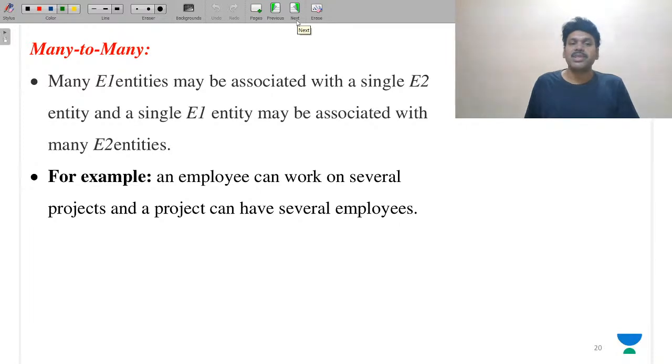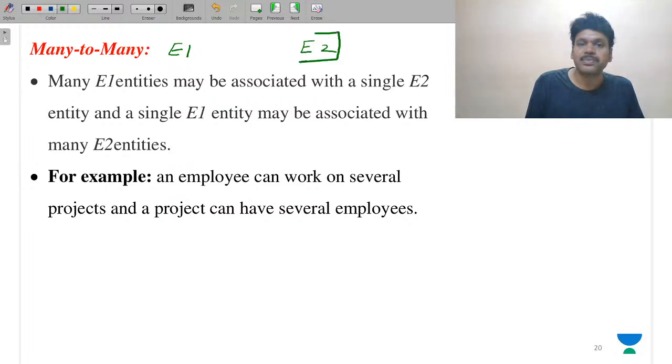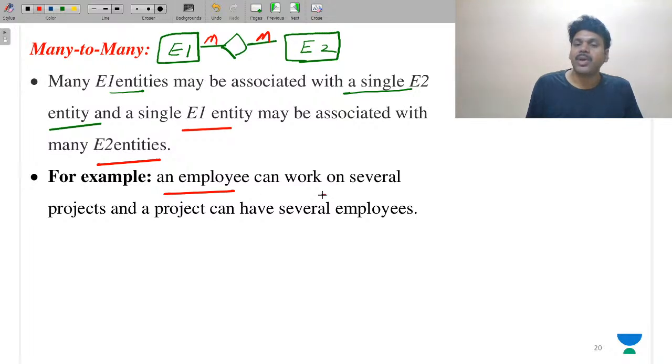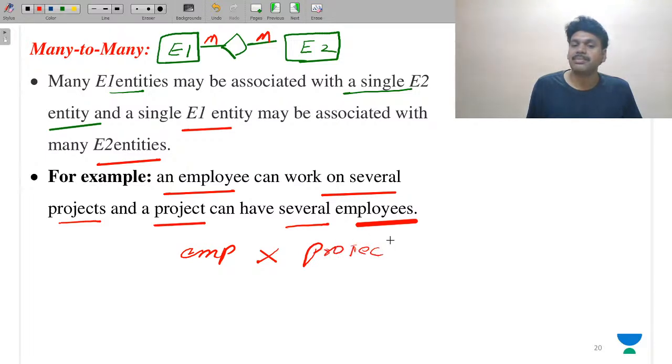So let us take its definition. What is a many to many? There are 2 entities, E1 and E2, and the relationship between them. So E1 entities can map with E2 entities many times. In the same way, an E2 entity can map any number of times with E1. It's an M is to M relationship. A real-time representation of M is to M: an employee can work on several projects and a project can have several employees. But your final data is nothing but every combination of employee with project. Okay, friends?